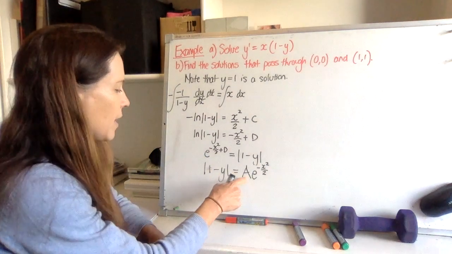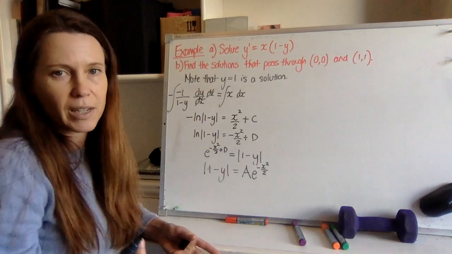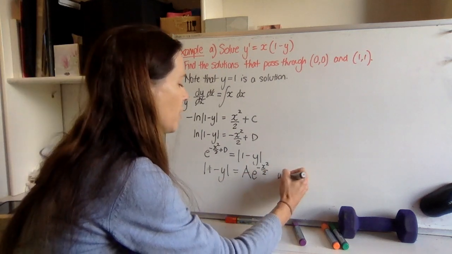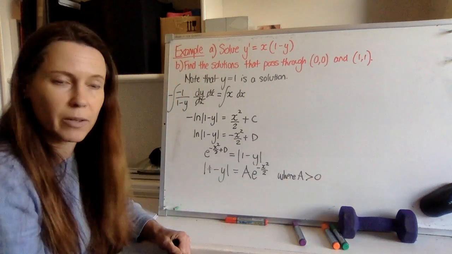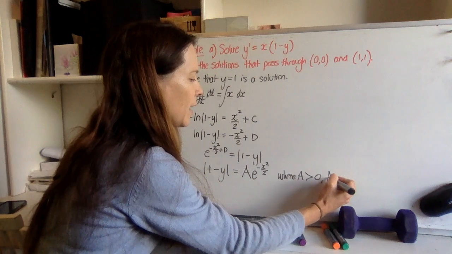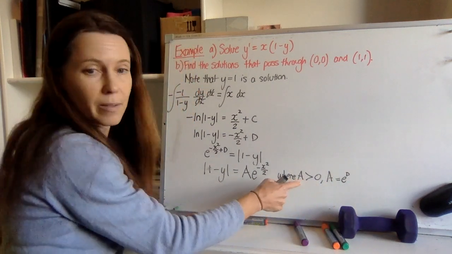Now, can you see that a is actually just e to the power of d? So e to the power of d has to be positive. Can't be 0, can't be negative. So I'm going to specify here that a is greater than 0. How do I know? Because a is equal to e to the d. And you could write that down if you like. A is equal to e to the d. That last bit's not essential, but this bit is.